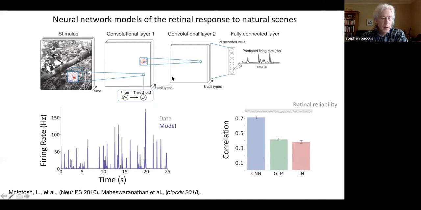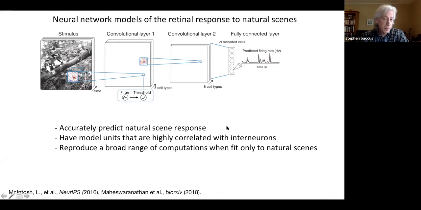With this model, we've been able to capture the response to really any arbitrary visual stimulus, including natural scenes or natural movies. The data and the model are correlated nearly up to the retinal variability, and much more so than other leading types of models. Not only do these models accurately predict the response, but if you look at their internal units, they have model units that are highly correlated with our own recordings of interneurons that we've made separately. And they also reproduce a broad range of computations that I've talked about when only fit to natural scenes.